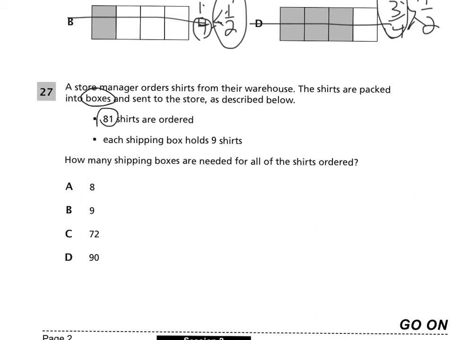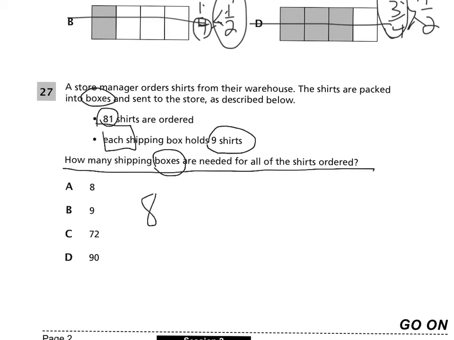So 81 shirts are ordered. Each shipping box holds 9 shirts. How many shipping boxes are needed for all the shirts ordered? So they want to know how many groups do we need. So we have 81 shirts total. That's our total. We can't get a number bigger than 81. We have to divide them into groups of 9 to find out how many boxes we would need.